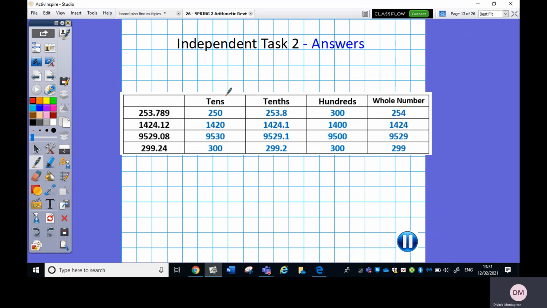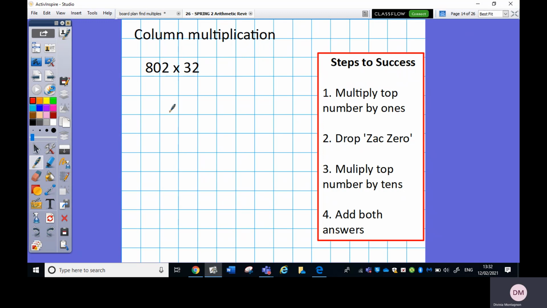So let's go through the answers. Here are the tens. Here are the tenths. Here are the hundreds. And then the whole number, did you remember? That meant rounding to the nearest ones. How did you do? Did you remember your decimal? Fantastic. Great job. Let's go on to column multiplication.